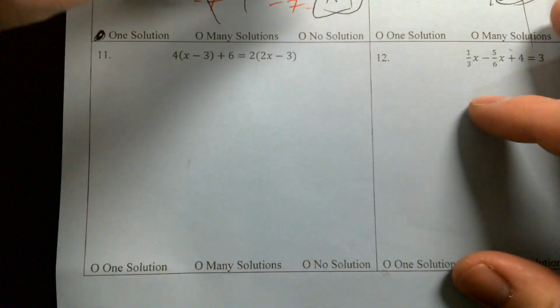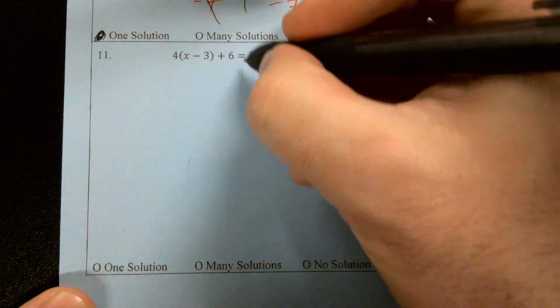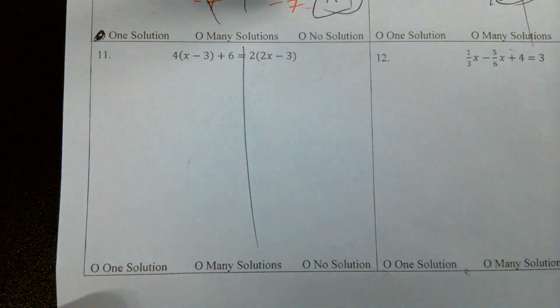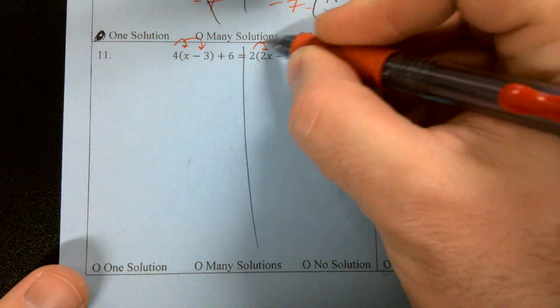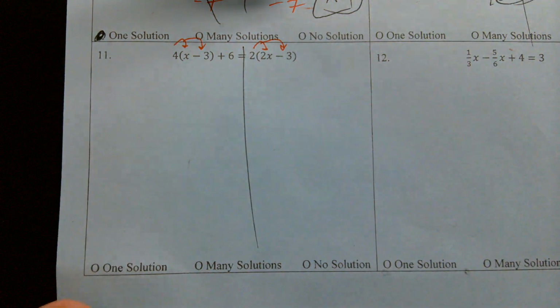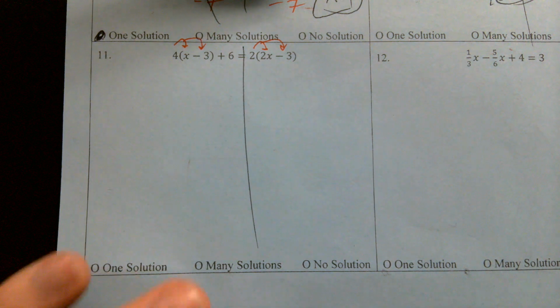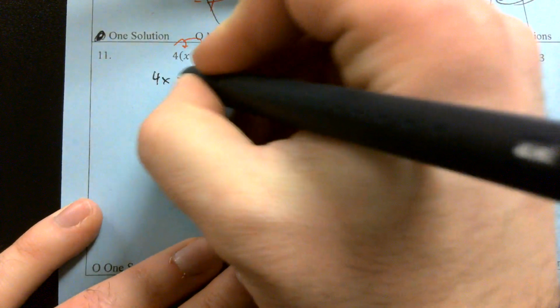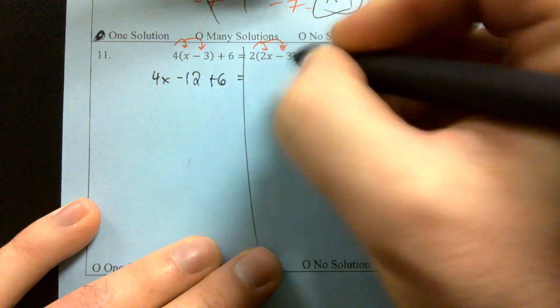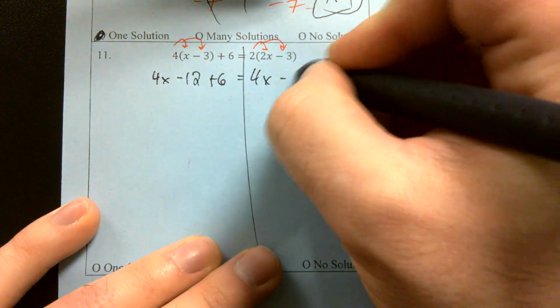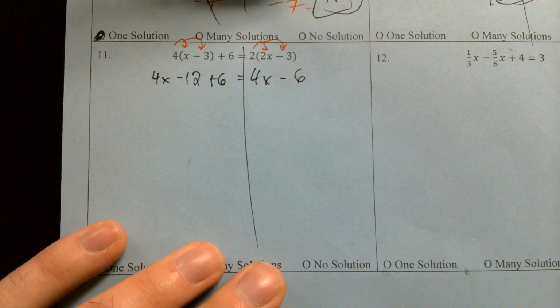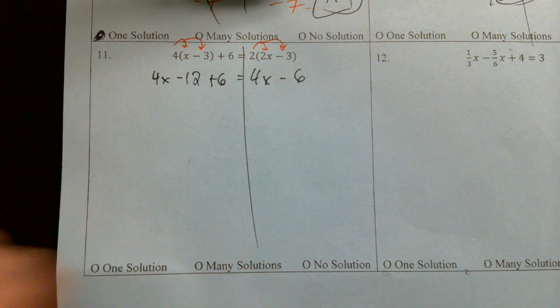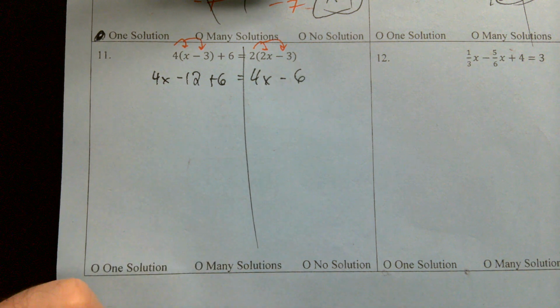Now, number 11, we got to distribute 2 times, left and the right. I'm going to distribute 4 to my x and my negative 3. I'm going to distribute 2 to my 2x and my negative 3. I get 4x minus 12 plus 6 equals 4x minus 6. Some of you may already see what's about to happen here, which is awesome.